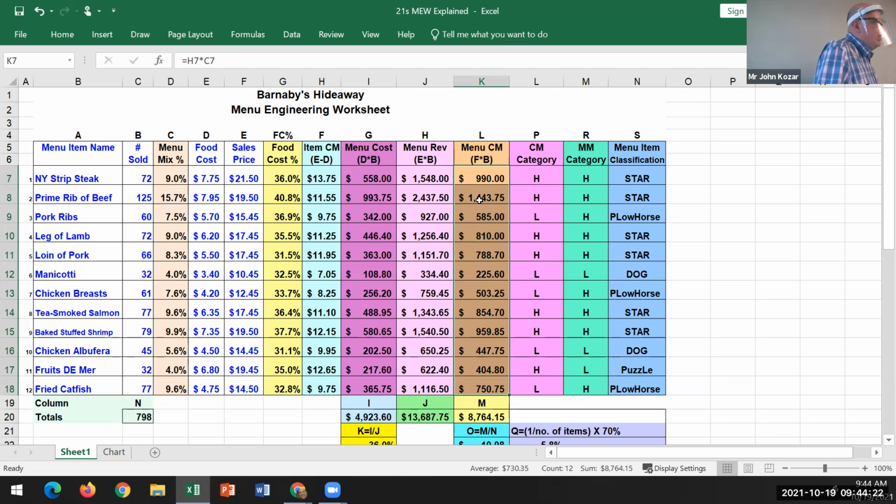This is helpful because this is telling me where my profit is coming from. I can clearly see that prime rib of beef is giving me a large number in the menu contribution margin column. So is the strip steak, and so is the baked stuffed shrimp.